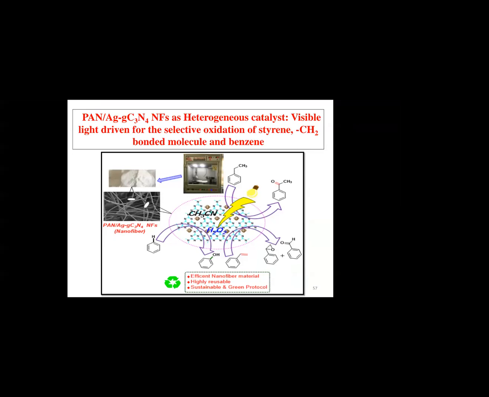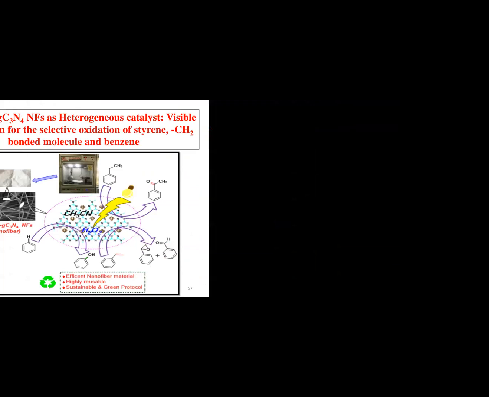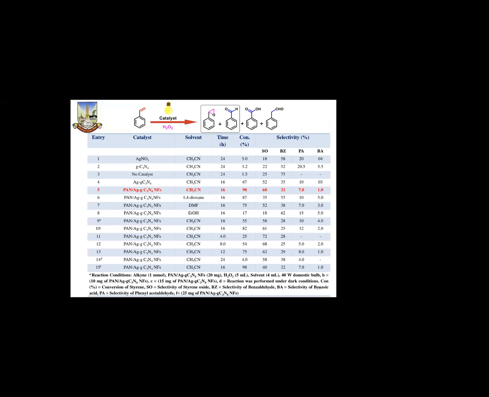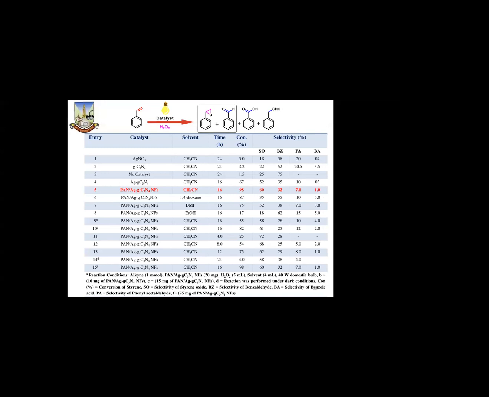Now we have used this material for the visible light driven selective oxidation of styrene, a CH2 bonded molecule, and ethylbenzene. First, we go with the styrene oxidation. As a catalyst, we are using this material. This is the styrene under normal light with H2O2.